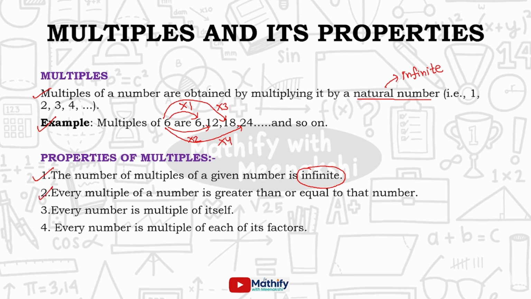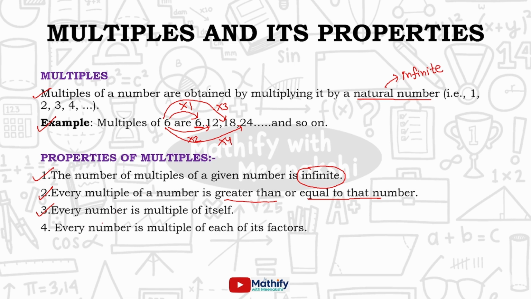Now, second point: every multiple of a number is greater than or equal to the number. In the case of factors it is less than or equal to, but in the case of multiples, it's greater than or equal to. Why? You can see here, multiples of 6 will start from 6 and go on. So the least is the number itself and then it goes on. Third point: every number is a multiple of itself. As you can see here, a multiple of 6 is 6. We always start with 6 because into 1 will give you the same number again.